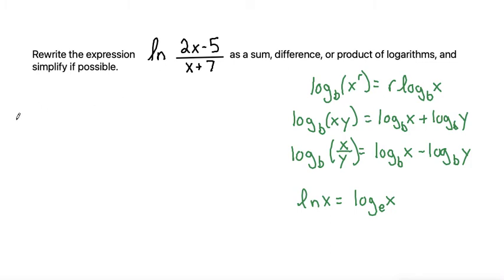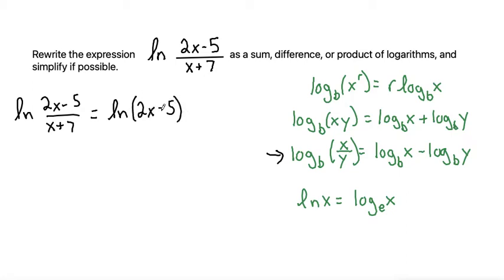So for this problem, since we have natural log of (2x minus 5) over (x plus 7), we have this formula. We have log base b of something divided by something else. So we can use this formula, separating it into two logs using subtraction. So we'll make that natural log of the top thing, which is 2x minus 5. And I'll put parentheses around that just to show that all of that is in the natural log, minus natural log of the bottom thing, which is x plus 7. And that's all there is to it.